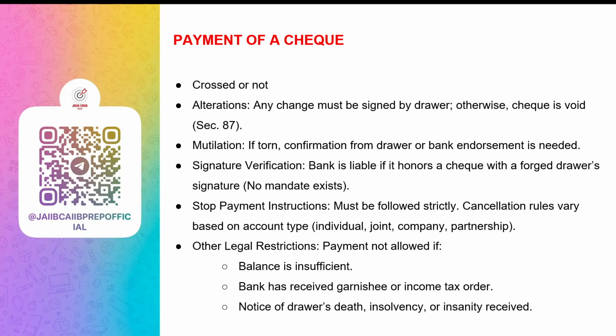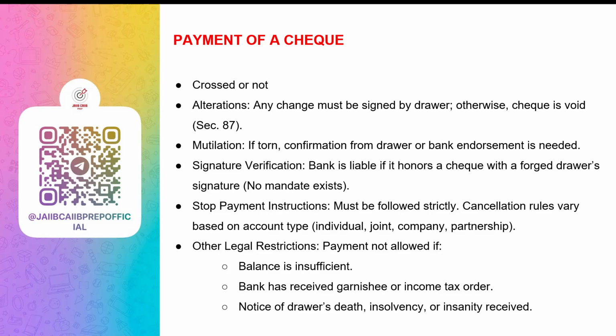For alterations, if there is any alteration or correction on the check, like changing the name or amount, it becomes invalid unless the drawer signs next to the change to approve it. Any major change without the drawer's signature will make the check void.